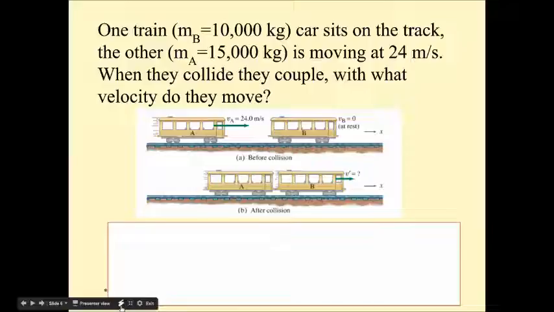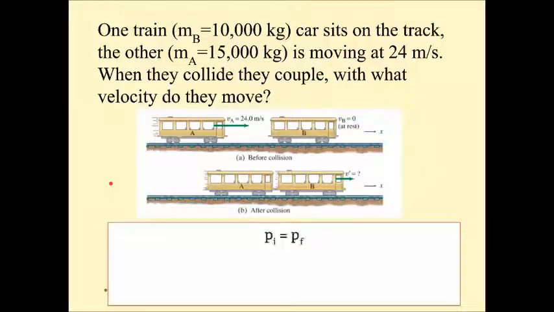Okay, we're going to do an example. Here we have one train sitting on the track. That's B right there, has a mass of 10,000 kilograms. So its velocity is 0 because it's sitting there. The other train, this A train, has a mass of 15,000 kilograms, and it is moving at 24 meters per second to the right. When they collide, they couple together, which means they connect together and then they travel off together. So the question is, what velocity do they move with?